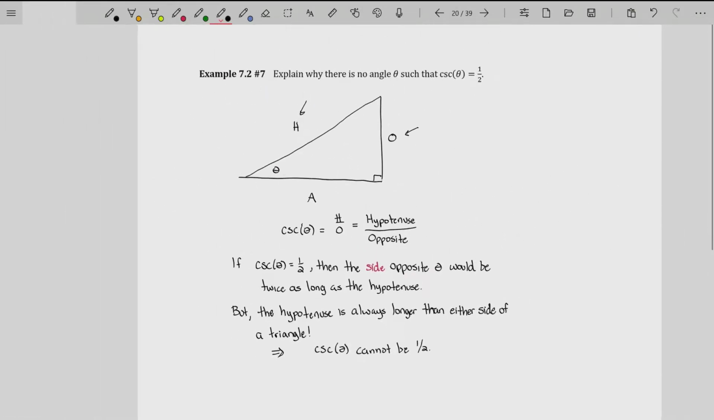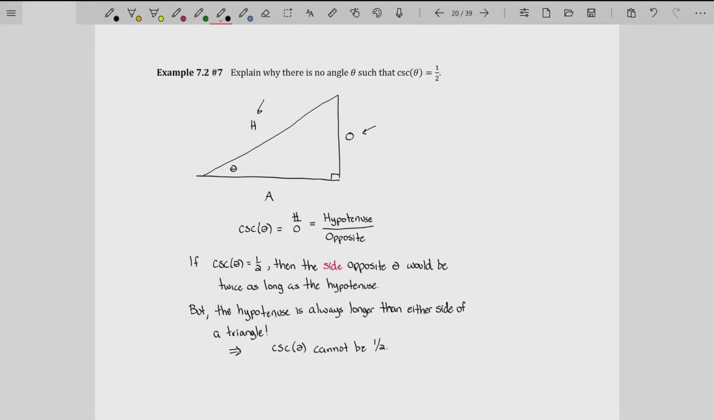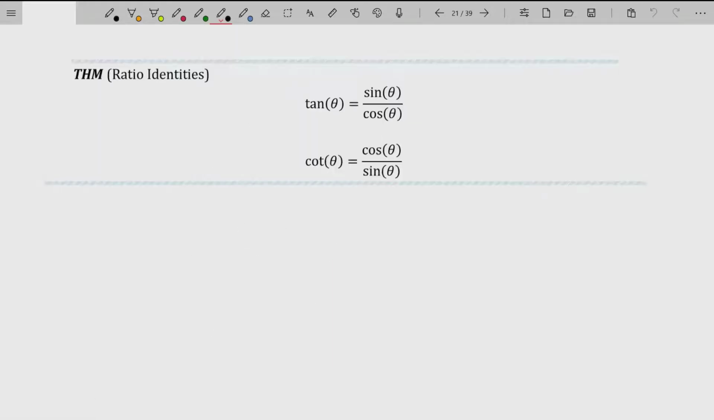All right, let's take a look at yet another property. In trigonometry, there are honestly more theorems than you could possibly handle. Luckily, you don't have to memorize all of them, but there are some critical ones you do have to remember. And here is one of them, called the ratio identities. The tangent of theta is equal to the sine of theta over the cosine of theta. And because cotangent is the reciprocal of the tangent, you would flip that for the cotangent.